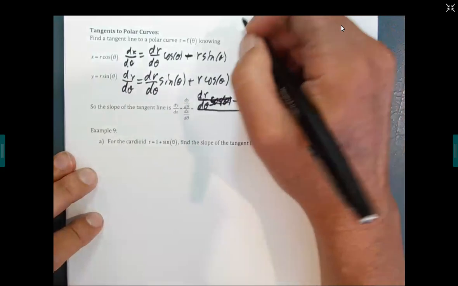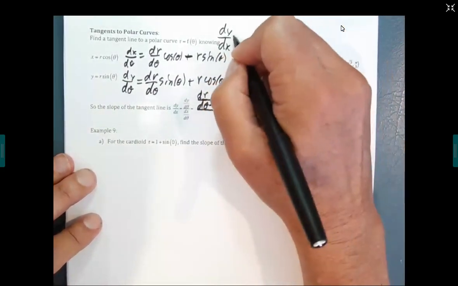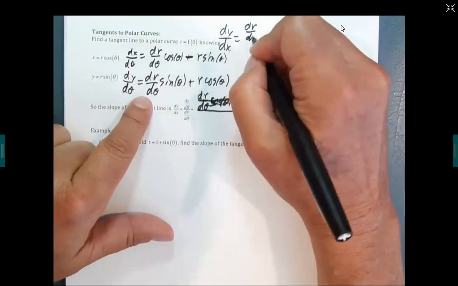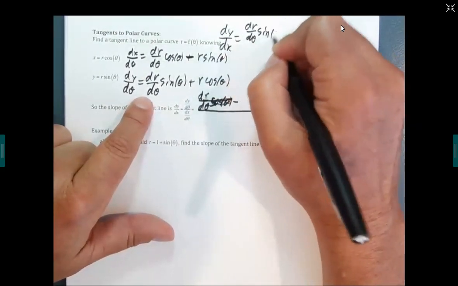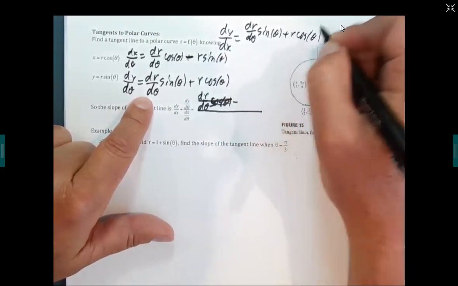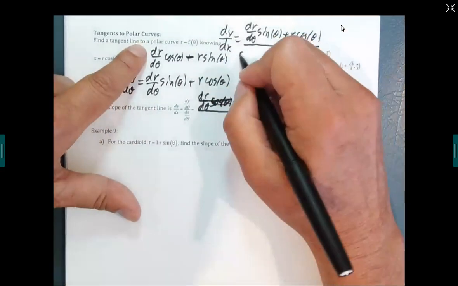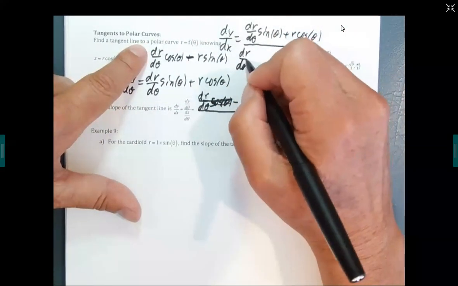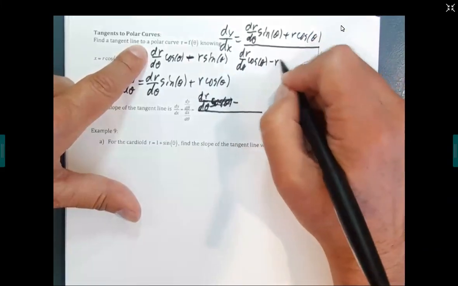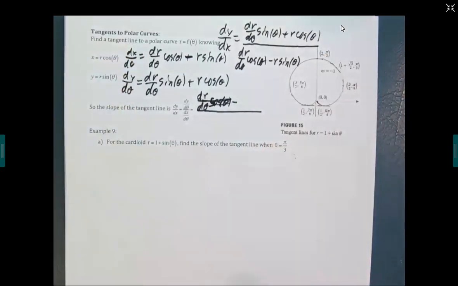Let's start again. I'll go here. So dy dx is going to be this one, dr d theta sine theta plus r cosine theta over dr d theta cosine theta minus r sine theta. So that is our formula. That's it.